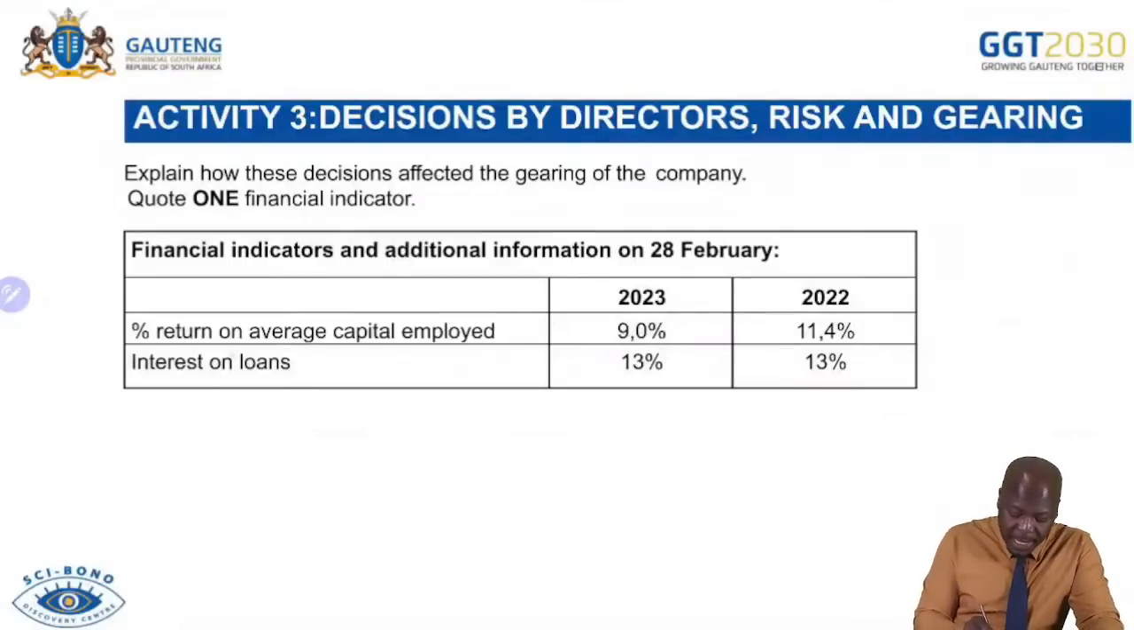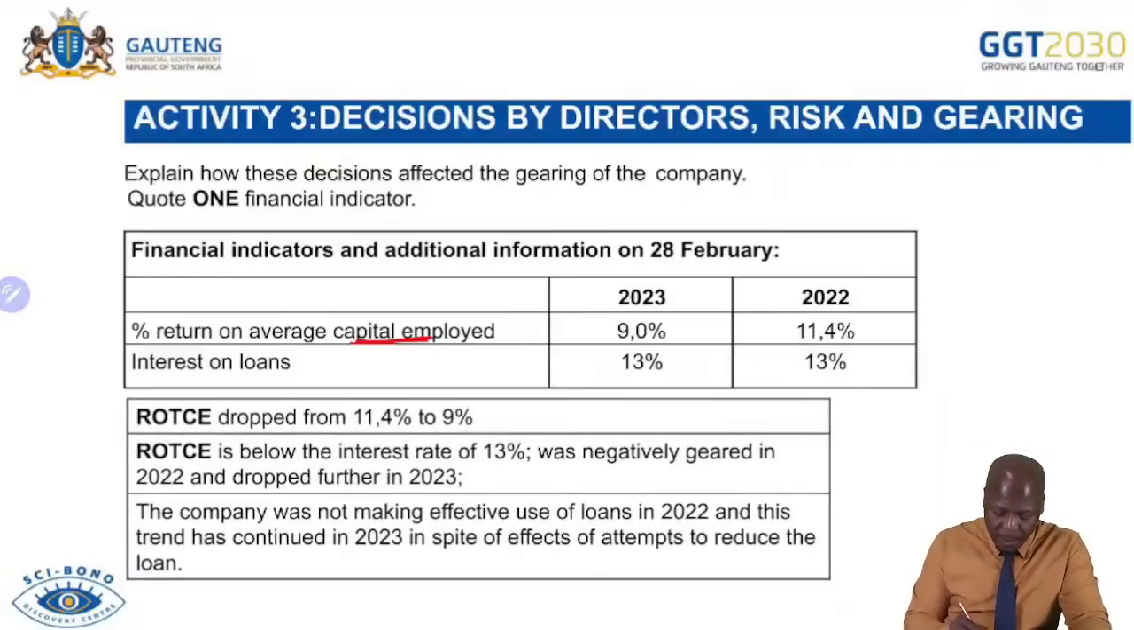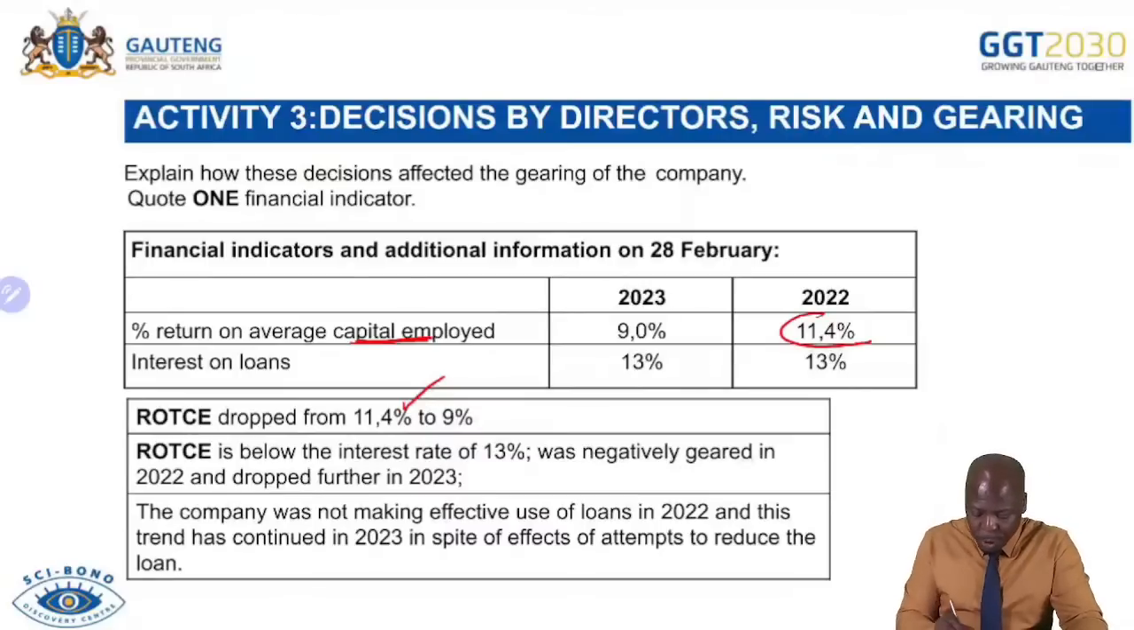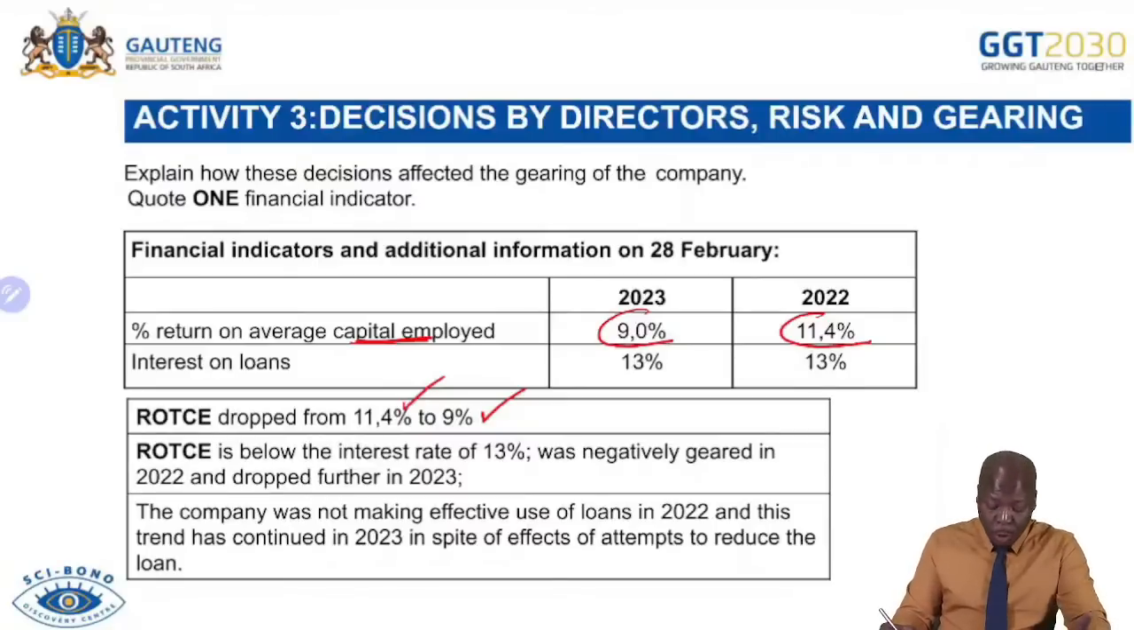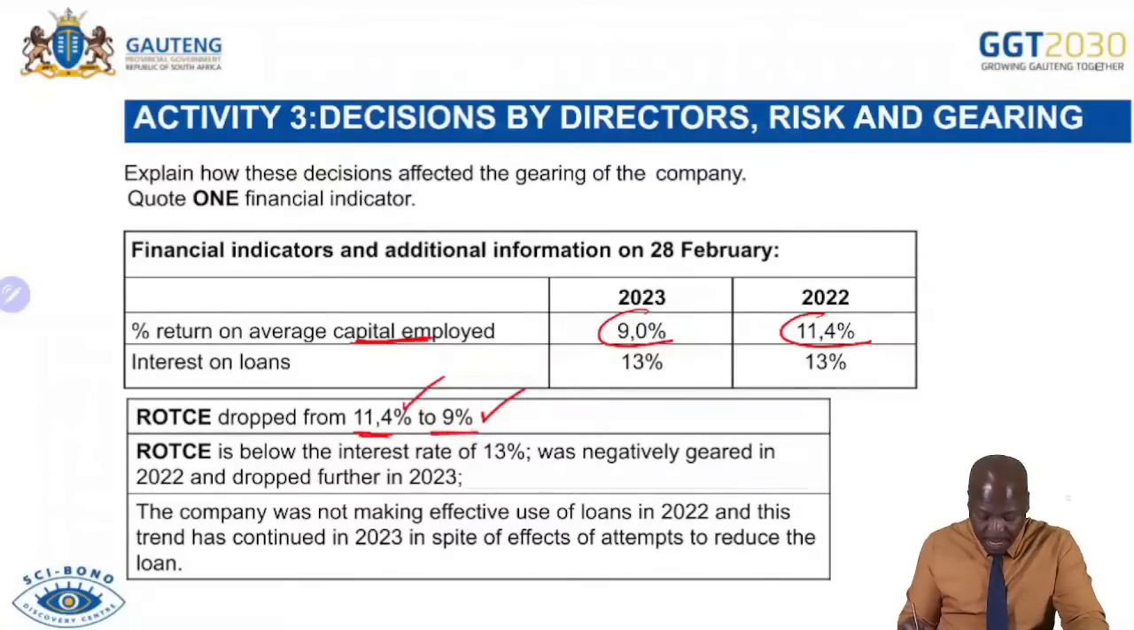So we're going to look at the percentage return on average capital employed. You will see that your ROTE has dropped from 11.4% in 2022 to 9% in 2023. It has dropped, all right? And it has dropped mainly because we have repaid the loans as well, okay? So your ROTE has dropped from 11.4 to 9%.